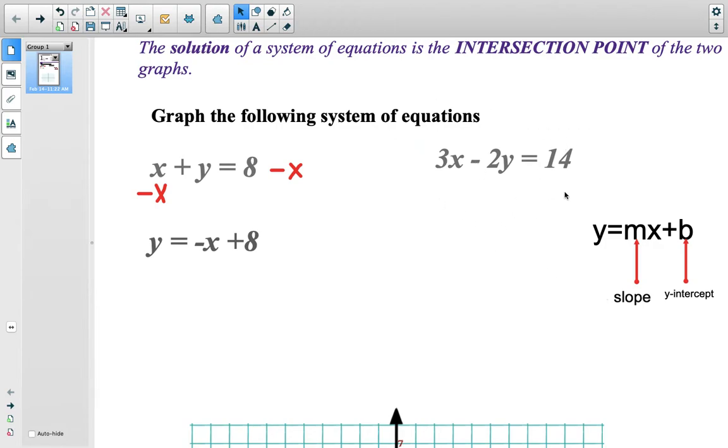I'm going to do the same thing here, but this time I'm going to isolate for y. Well, first, before I isolate for y, I'm going to subtract 3x from both sides. I want to get y by itself, so I'm going to subtract 3x from both sides.